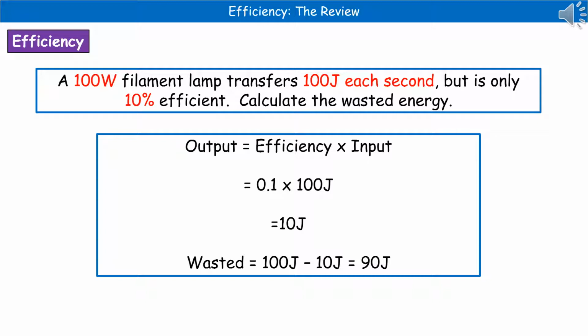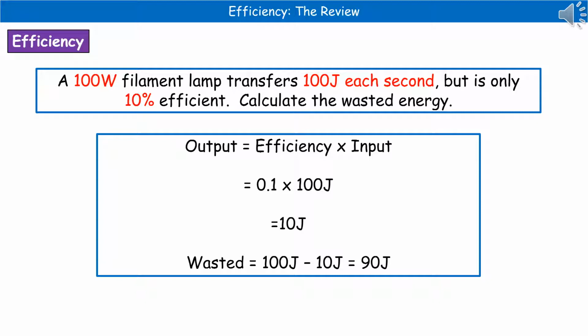Then we need to rearrange our equation. So we know efficiency is the useful energy output divided by the total input, but we need to know about the output energy this time. So output is efficiency times by the input. So we know that it is 10% efficient, so we could do that as 10% or 0.1 if you prefer, times by the actual input energy of 100 joules, gives us 10 joules.